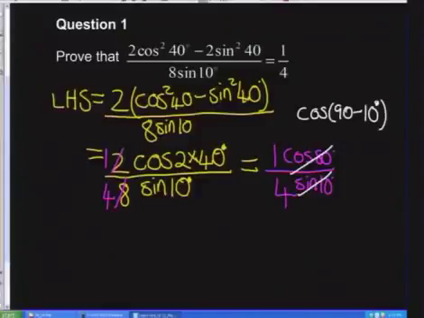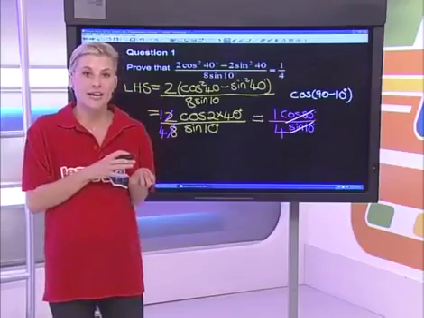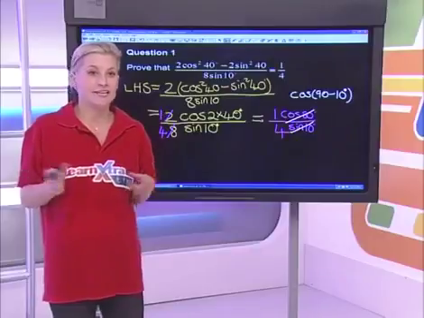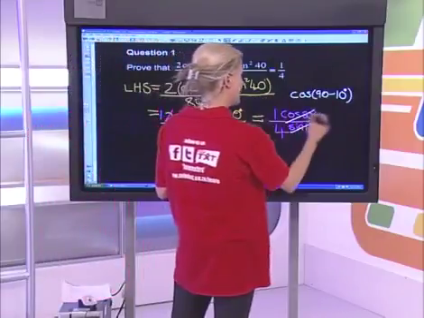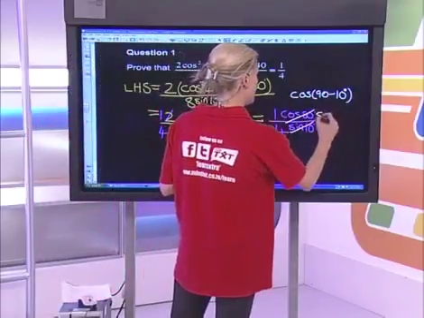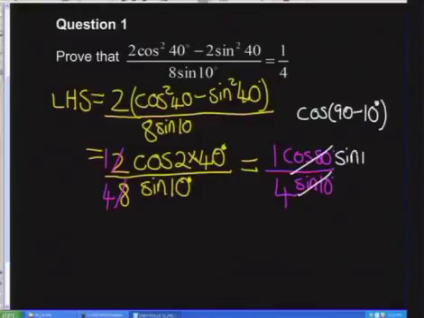And then when I reduce that angle, 90 minus 10, I say, but hang on a second, it's 90 minus, so cos changes to sine. So this is in actual fact sine 10. So it cancels out with the sine 10 at the bottom, and that is then equal to 1 over 4, which is equal to the right-hand side.